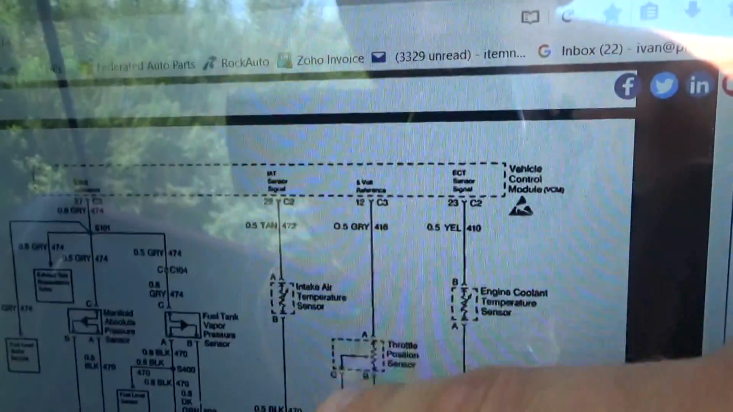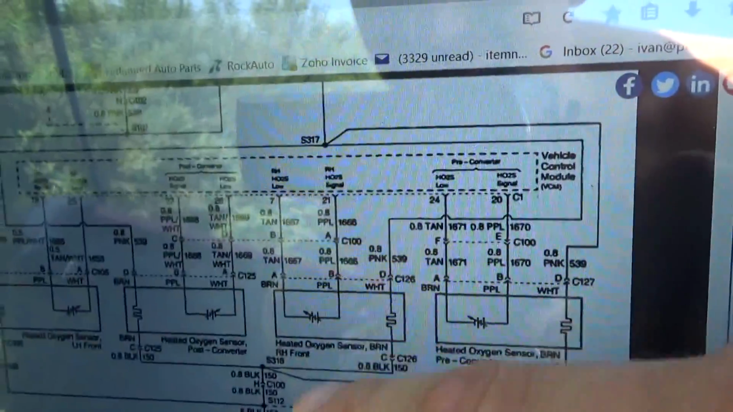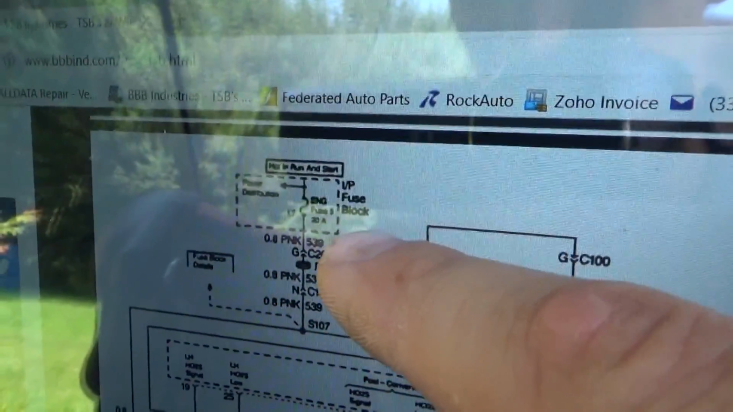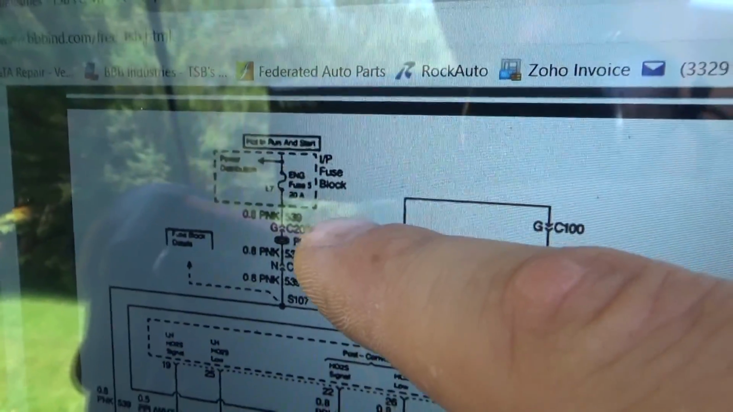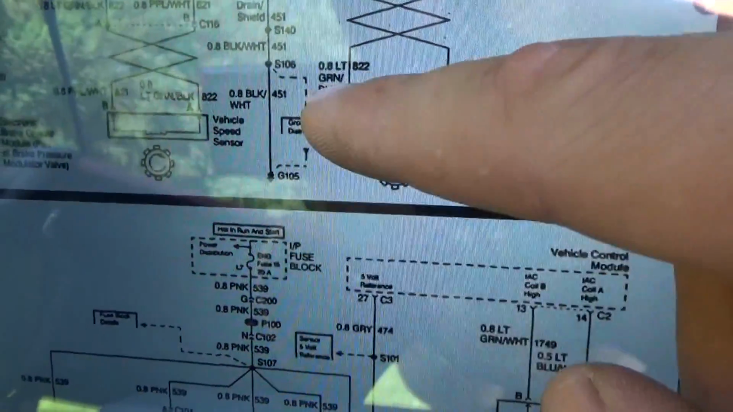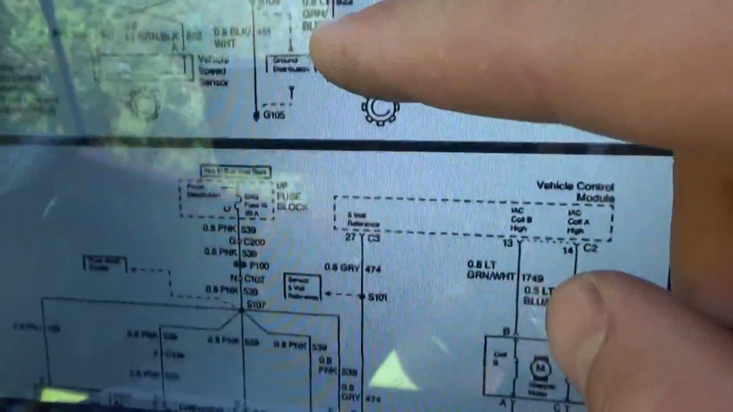Also, check this out. There's our ENG fuse 5 again. Let's see, was it fuse 5 or fuse 15? It says fuse 15. S107.